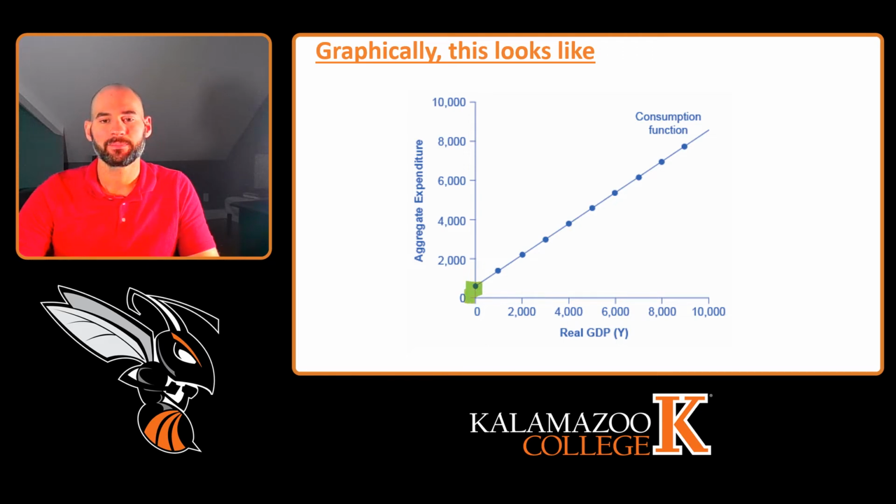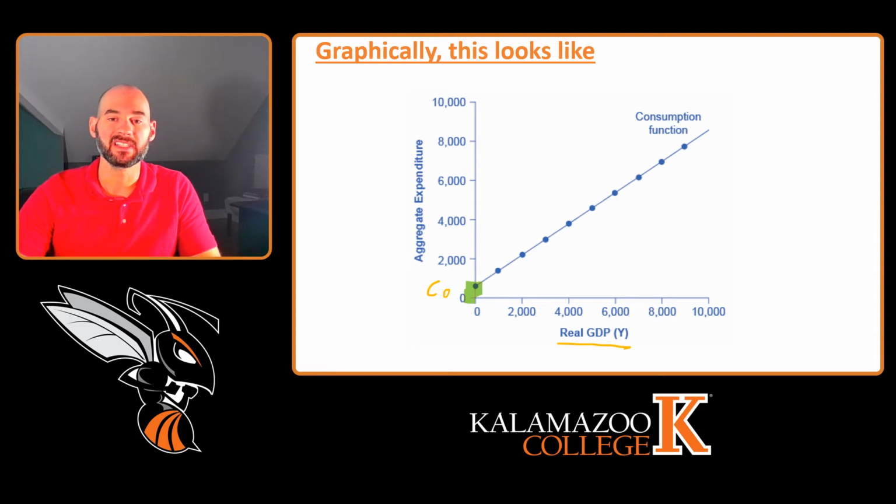We notice that it has a positive vertical intercept, that even if we have zero in income, we're still spending a positive amount of money. And so that's also important to note here, is that this real GDP measures output, but it also measures the total income, or income for an individual or a group of individuals. And so this is going to be our C naught.